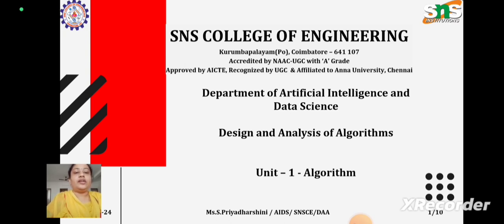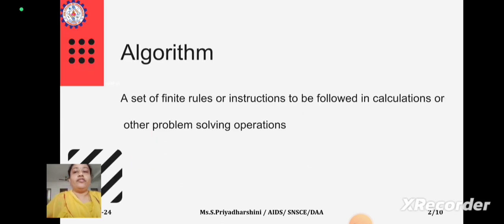Today we are going to continue with the lecture series on the design and analysis of algorithms. Let us discuss the definition of an algorithm. So what is an algorithm? It is a finite set of steps to be followed in a particular problem. If you want to define an algorithm in the simplest way, then an algorithm is actually a finite number of steps to solve a particular problem.